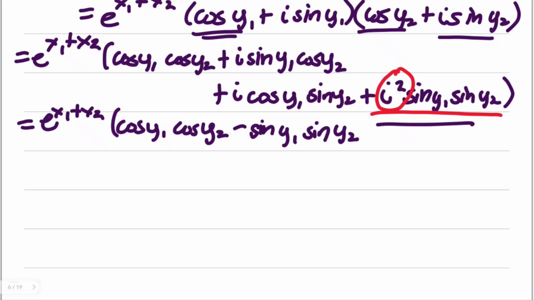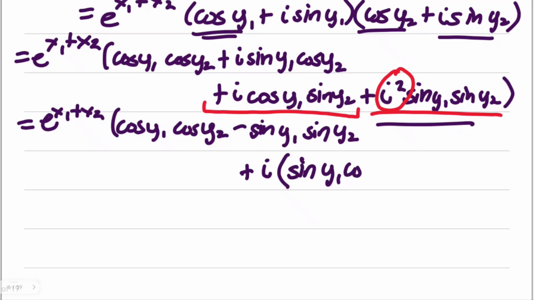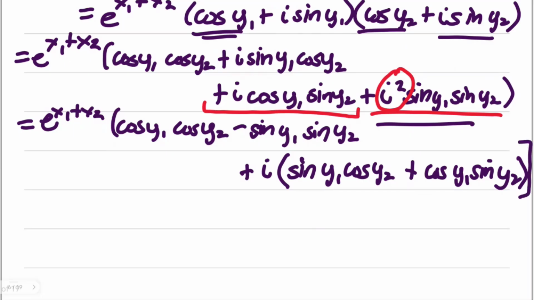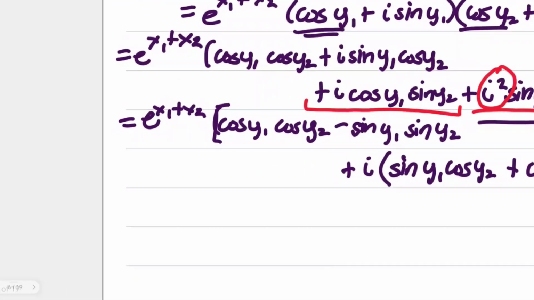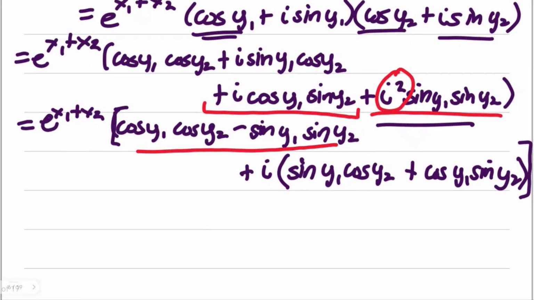And then I'm going to combine these two by factoring out i. So you have here plus i times your sine y sub 1 cosine y sub 2 plus cosine y sub 1 and sine y sub 2. Okay? So these are all the results here. I'm doing that because I would like to pair this one here. That's actually an example of a difference formula, or specifically the sum formula for cosine.